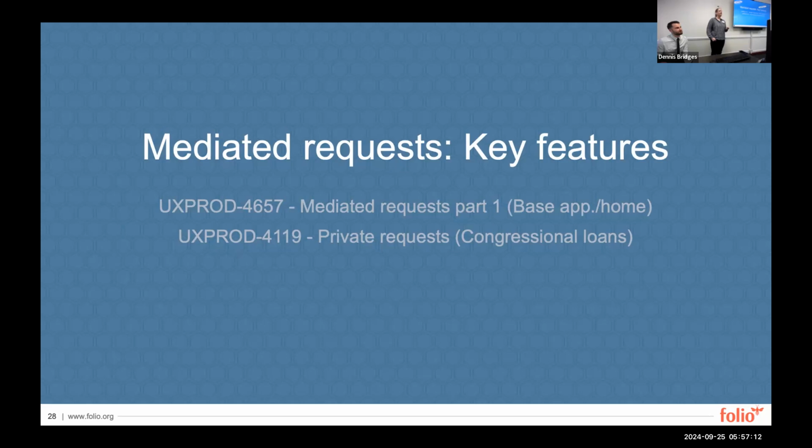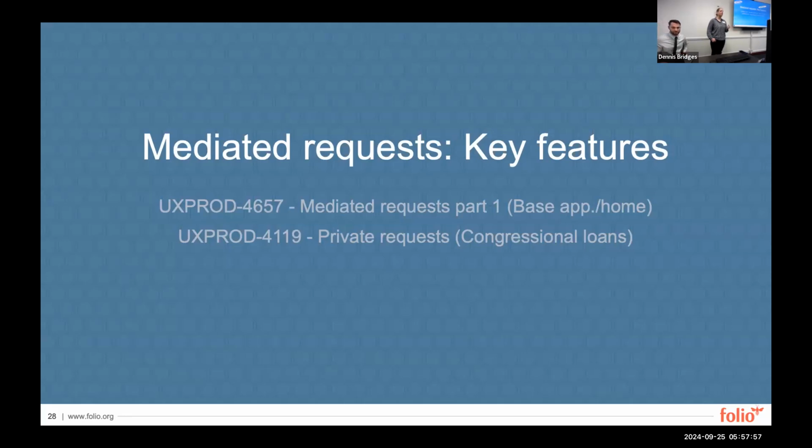So what I'd like to do today is talk about a couple more key features that we're working on in order to facilitate more and greater types of ECS requesting. We can also anticipate that at least the particular feature that's on the top, this mediated request part 1 base app, will be released in Sunflower. We do plan on implementing both of these key features, which are UX Prod 4657 mediated request part 1 base app home, and UX Prod 4119 private requests or congressional loans for the Library of Congress in the R release.